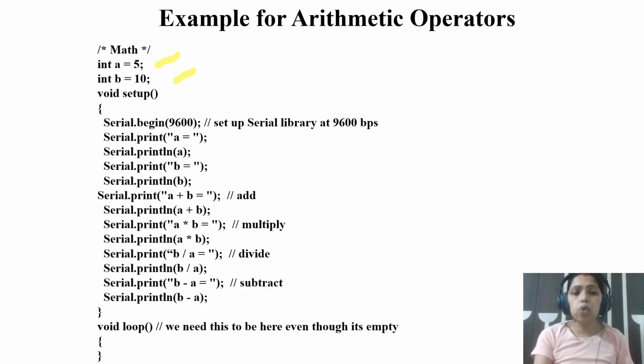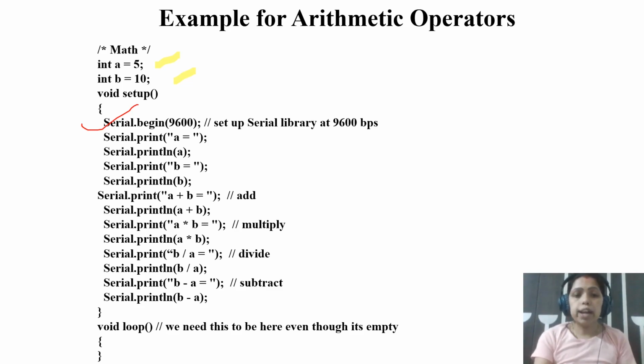Before writing any code in the Arduino, the first line you have to write is Serial.begin(9600). With 9600 bits per second, data can be transferred from the software, the Arduino IDE, to the hardware part. Next, suppose you want to display the A value. You have stored 5 in A, and you want to display this.